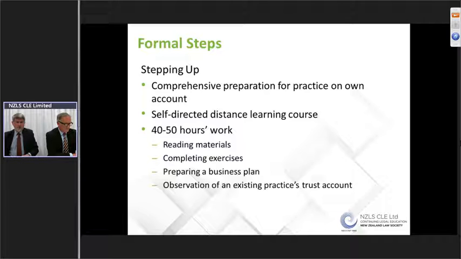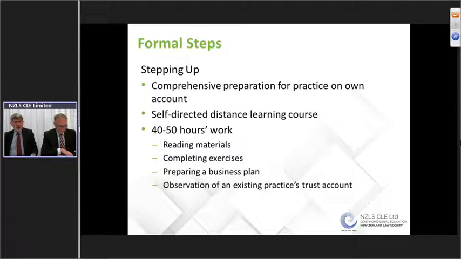As part of doing the course, you will prepare a business plan. I said earlier on that I recommend that you get an accountant to assist you, and this would be a good opportunity to do that. Get an accountant to help you to prepare your business plan, because you'll need to present that, and if your business plan doesn't look as though it holds water, you may not be approved.